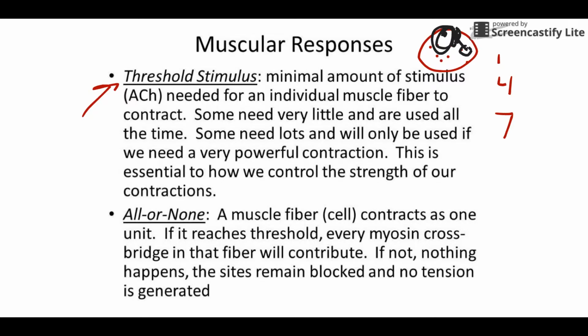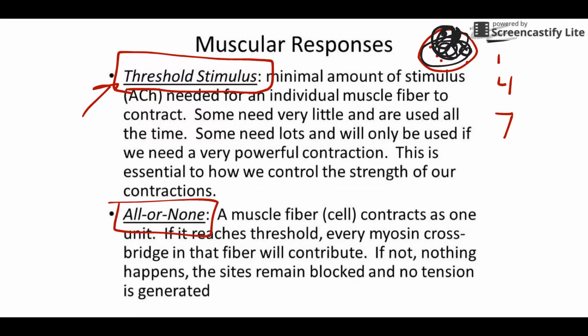A maximal contraction, remember, we can send about 1,000 action potentials per second down here. So if we really send 1,000 action potentials per second, we would be able to stimulate every muscle fiber in here, and your muscle would contract as strong as it possibly can. Okay? So the key here is to remember that each muscle fiber has its own minimal amount, and it's not the same for every muscle fiber in your body. So for your bicep, some muscle fibers will contract with a little bit of signal from the brain, but some of them won't contract unless you send everything from the brain, and that's how you control the amount of strength you need.